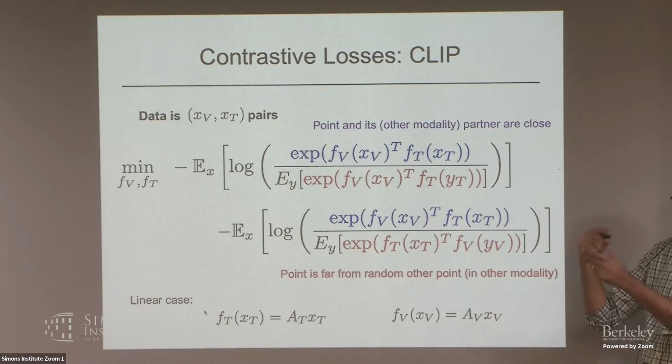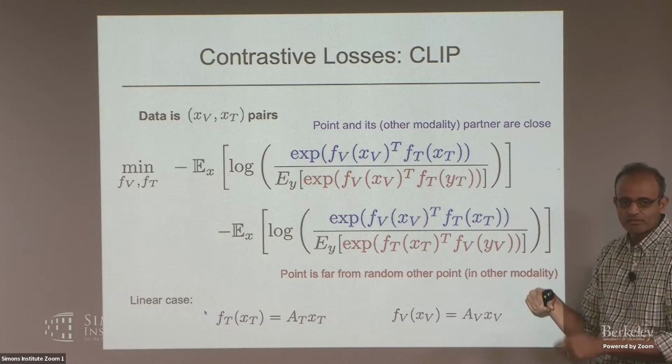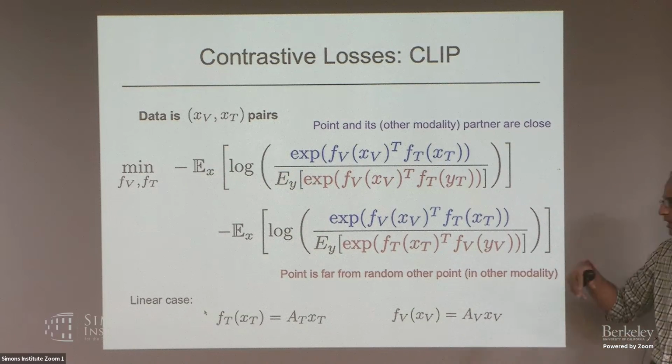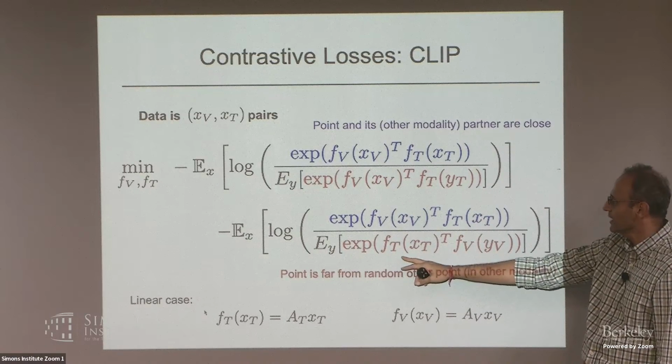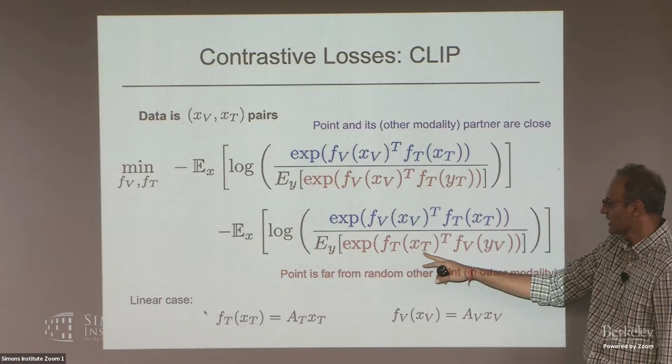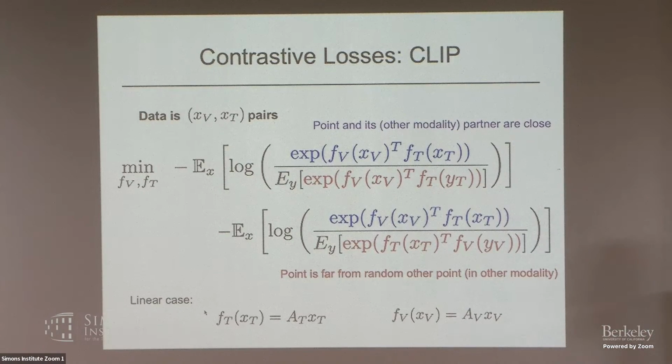So this is equivalent to taking a softmax along the row on that CLIP matrix. And then you also take a softmax along every column. And that's the second term, where the numerator is the same. But in the denominator, now your particular piece of text should be far from all images. So here is kind of cross modality, and you have two different encoders. And we'll again be looking at the linear case where you just have a matrix A_T, which takes your x_T to a lower dimensional space, and you have A_V for x_V.